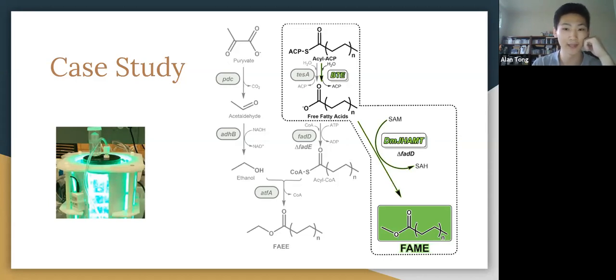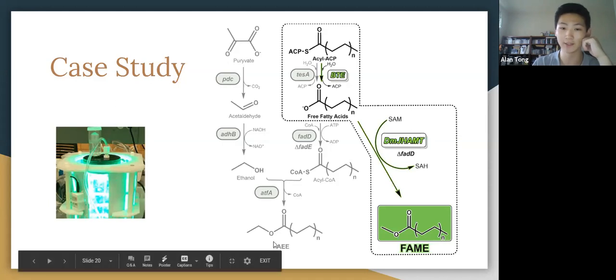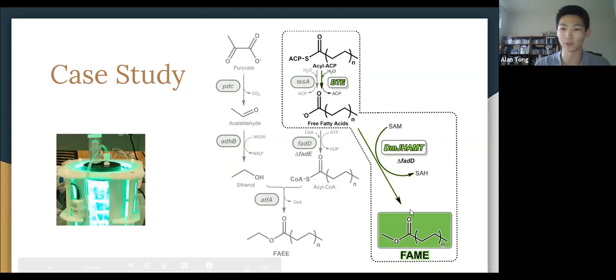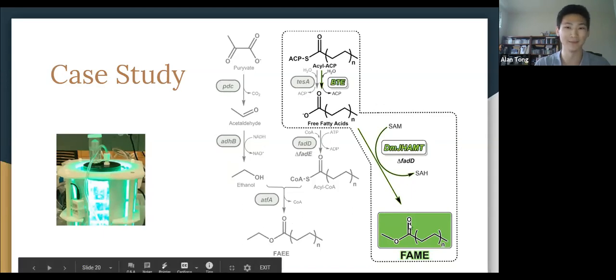What is FAE? That's a good question. FAE is fatty acid ethyl esters. So you see how there's that extra carbon right there. It's another type of biofuel, but you can see that there's a longer pathway to get to it, right? DMJ-HAMT is a straight, direct path to FAMEs. So that's what we're working on.